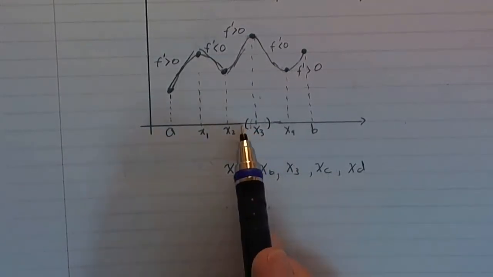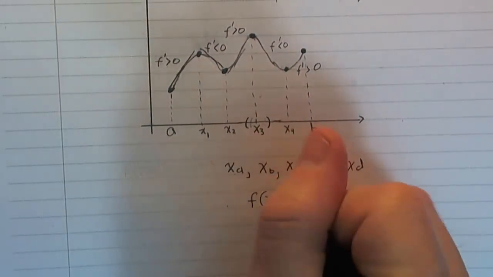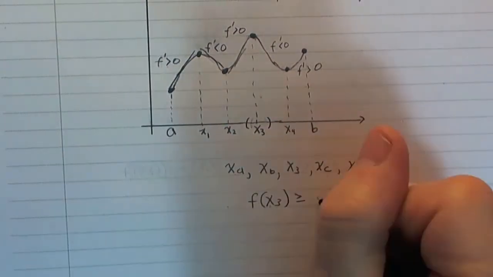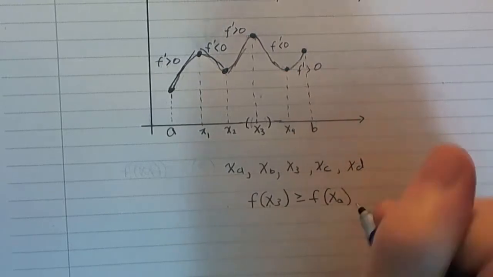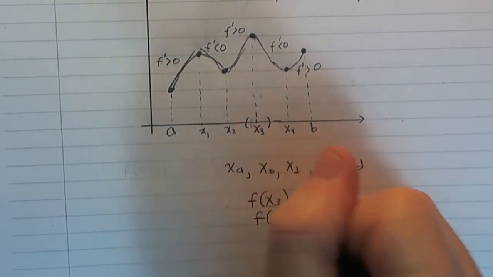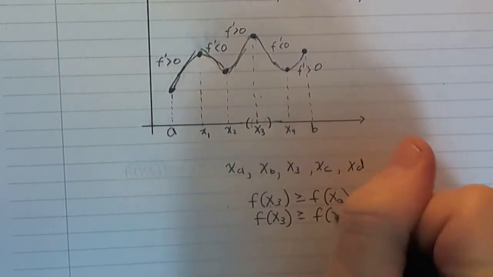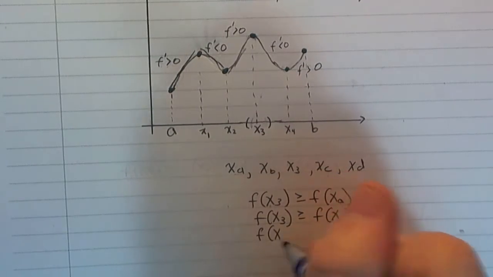Let's suppose I can find such an interval such that f of x sub 3 is greater than or equal to any one of these. It's greater than or equal to f of x sub a. It's greater than or equal to any of them, f of x sub c, all of them.